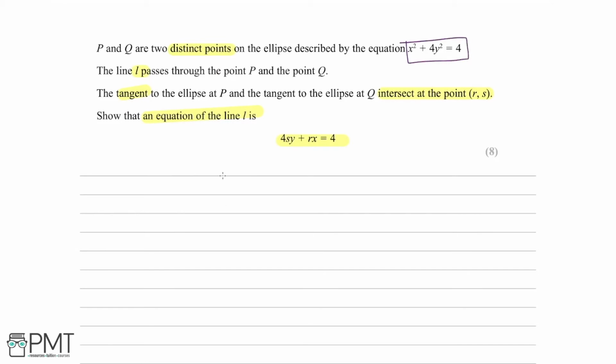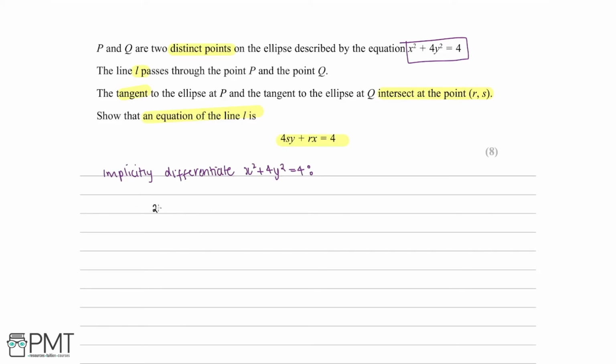Now over here we have the equation of our ellipse: x squared plus 4y squared is equal to 4. Now, because we're dealing with tangents of the ellipse, a good first step would be to find the gradient of our tangents at those specific points. And the way we do that is by implicitly differentiating our ellipse equation, x squared plus 4y squared is equal to 4, to get an equation for dy by dx.